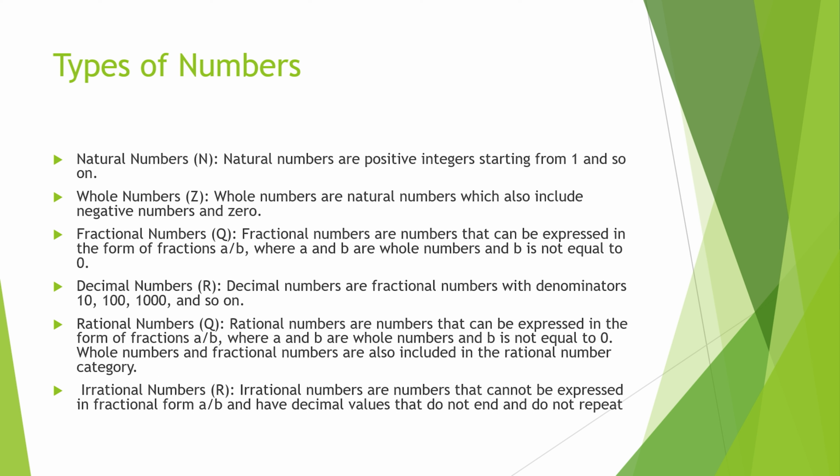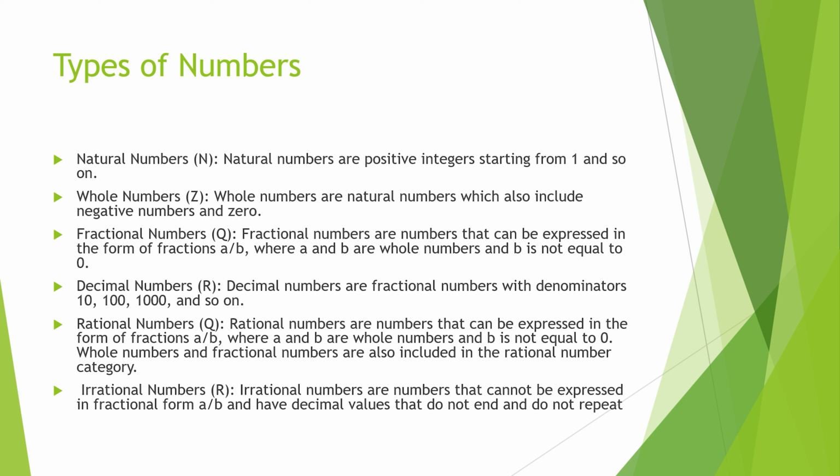Decimal numbers. Decimal numbers are fractional numbers with denominators 10, 100, 1000, and so on. Rational numbers. Rational numbers are numbers that can be expressed in the form of fraction a over b, where a and b are whole numbers and b is not equal to 0. Whole numbers and fractional numbers are also included in the rational number category.